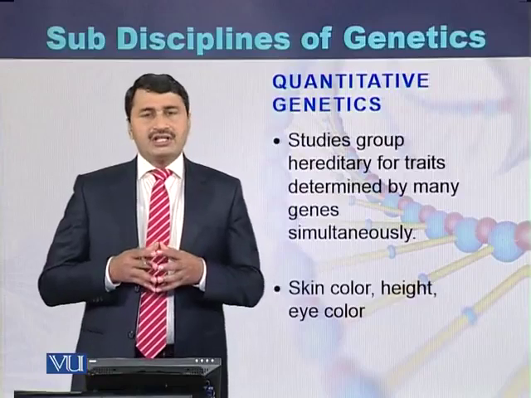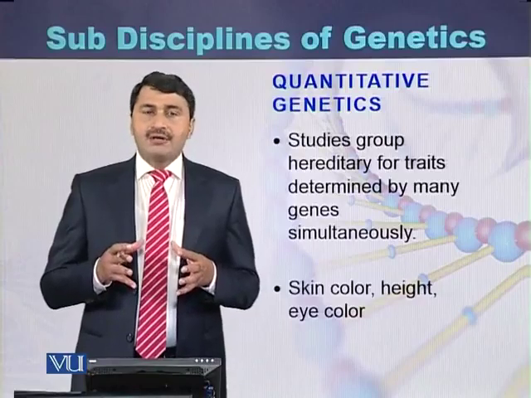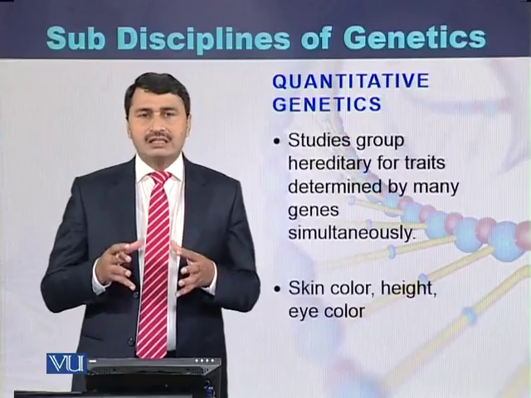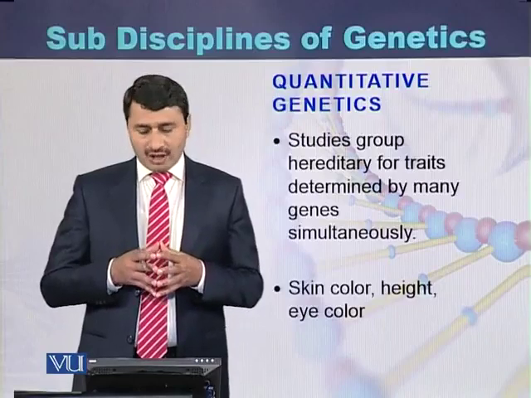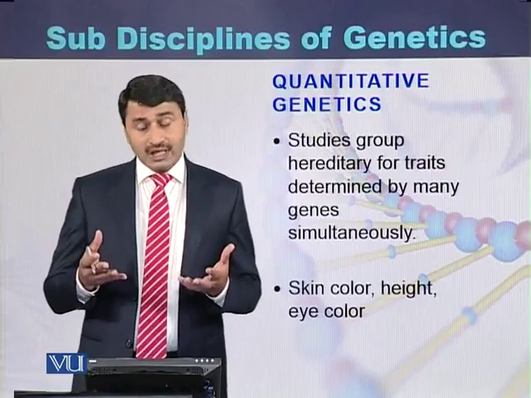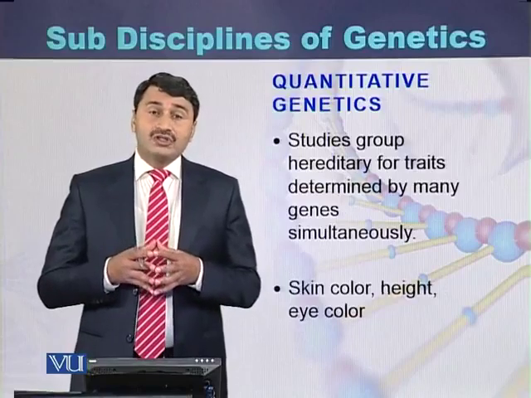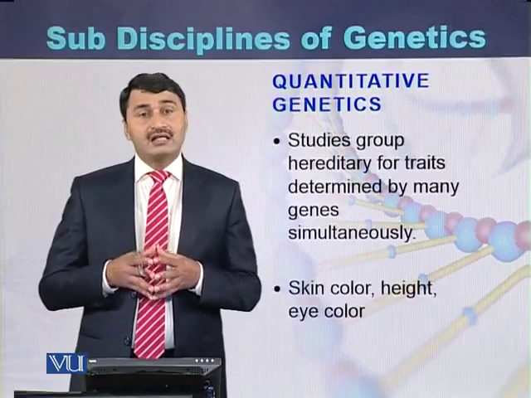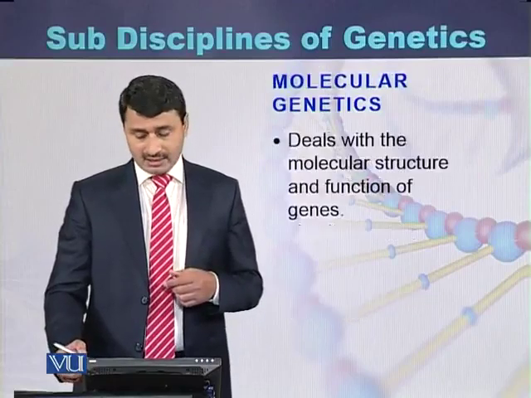Quantitative genetics deals with those characters which are determined by more than one gene, meaning more than one gene simultaneously determines certain traits. This kind of genetics is called quantitative genetics, like skin color, the height of humans, as well as eye color of humans. There are many genes which control eye color, height, as well as skin color of humans. So this type of genetics is quantitative genetics.